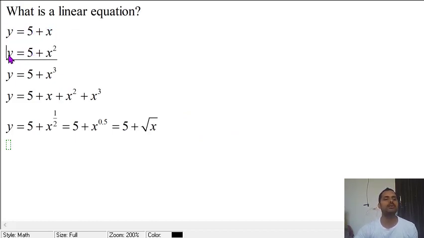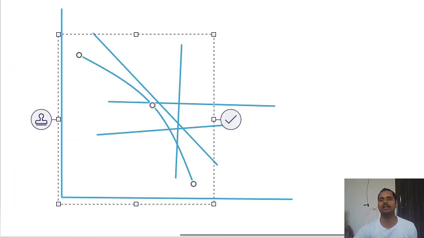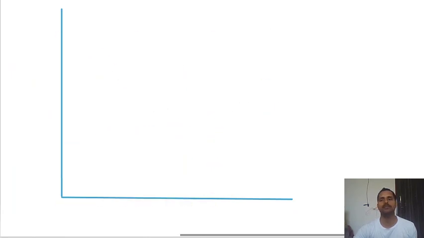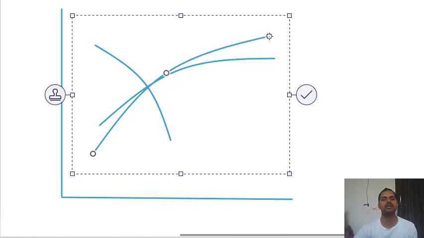But when you plot a non-linear equation, you will not find a straight line, you will find a curve. For example, the curve can be like this, it can be like this. Let me first remove it. Yes, the curve can be like this, or it can be like this, and there can be many shapes of the curve. It depends on your equation.